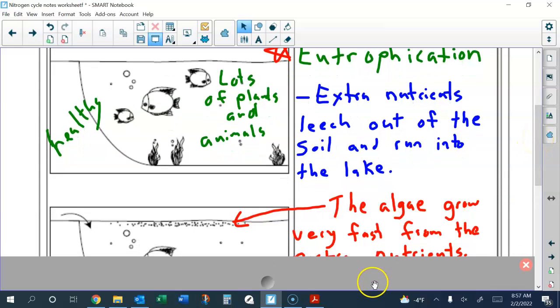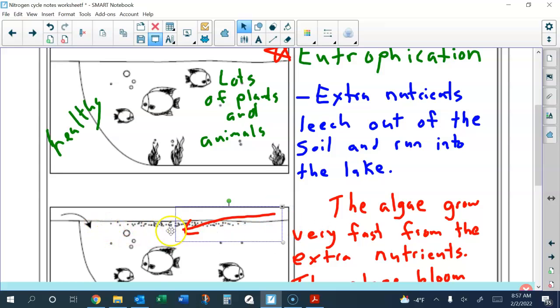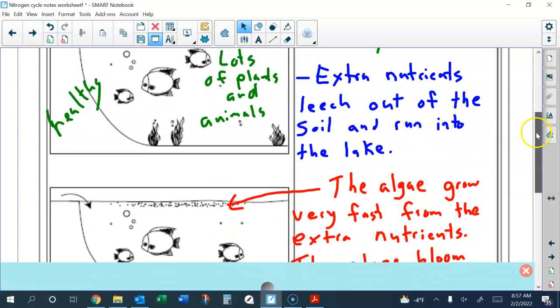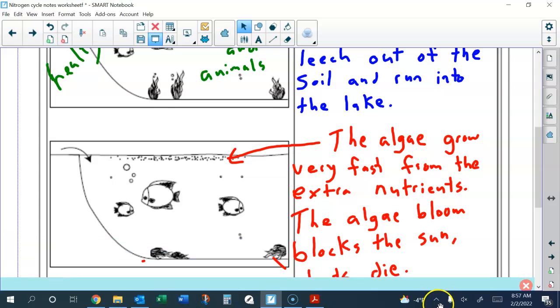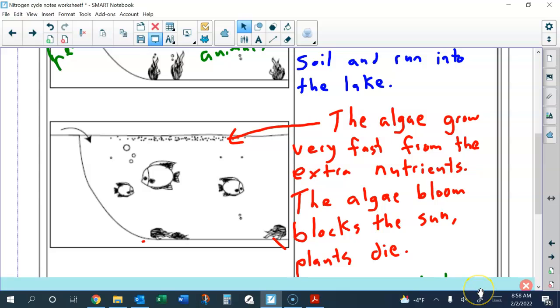Okay, so too much, we end up with a bunch of, at the top of the lake, we're going to get a bunch of algae growth. Now there's always a little bit of algae, but too much is actually going to create kind of a slimy layer that's going to end up blocking the light. Okay, so in red here it says the algae grow very fast from the extra nutrients. And it's called an algae bloom, the big slimy layer. And the algae bloom blocks the sun and it causes the plants to die.